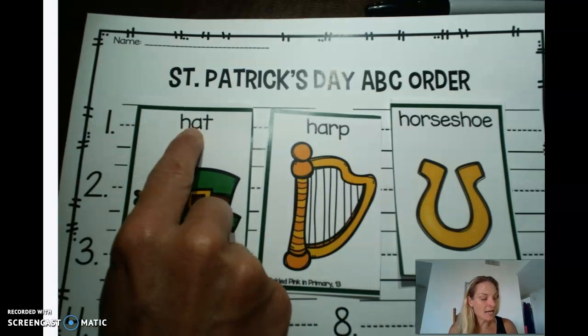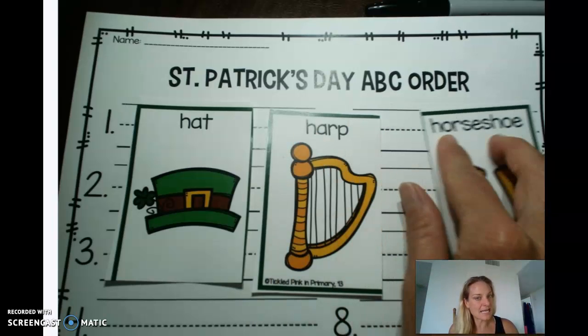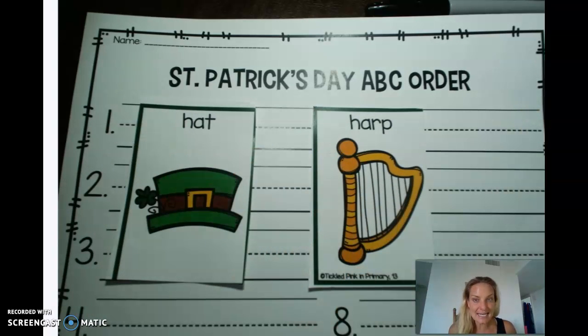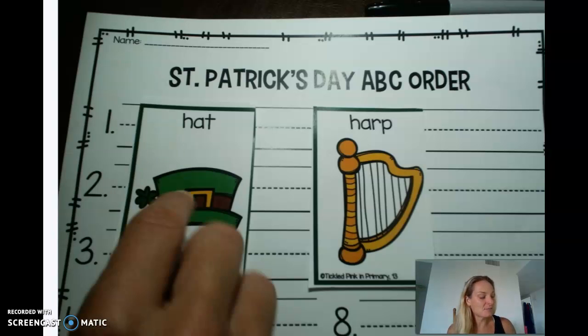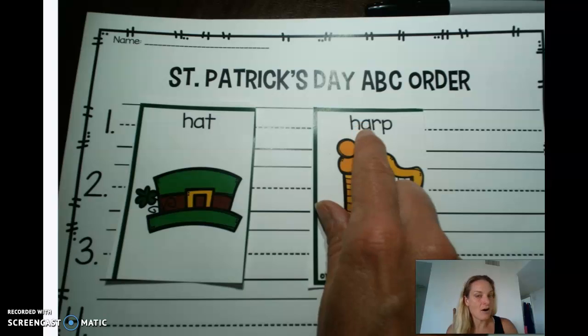I have H, A, H, A, H, O. So I know H, O is out. That's going to be the last one. But now I have two H, A's, and I don't know what to do. So then I'm going to look at, what should I look at next, do you think? The third letter. So this one has H-A-T, and this one has H-A-R.